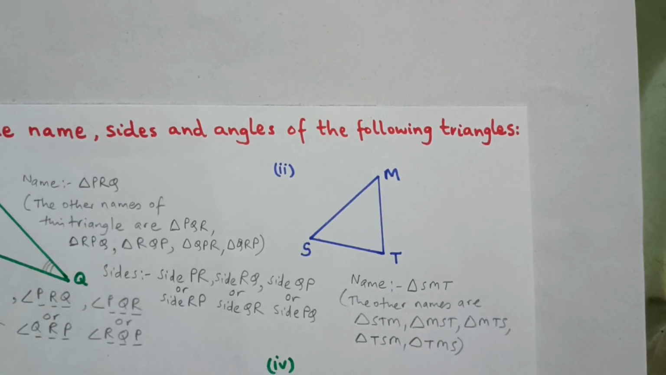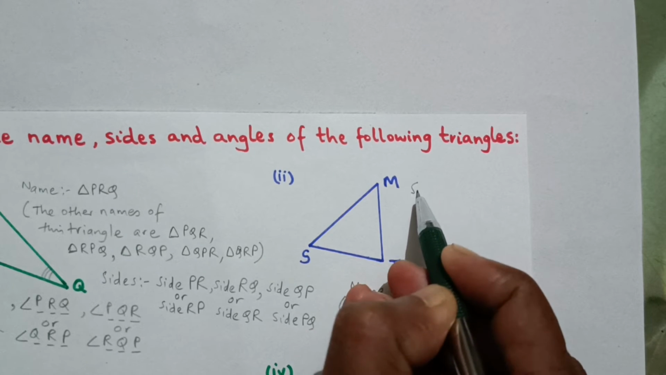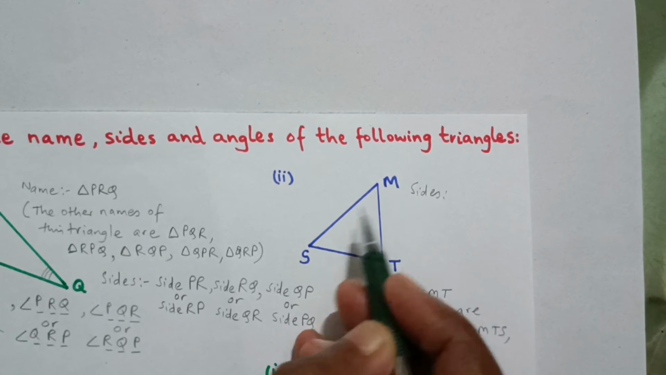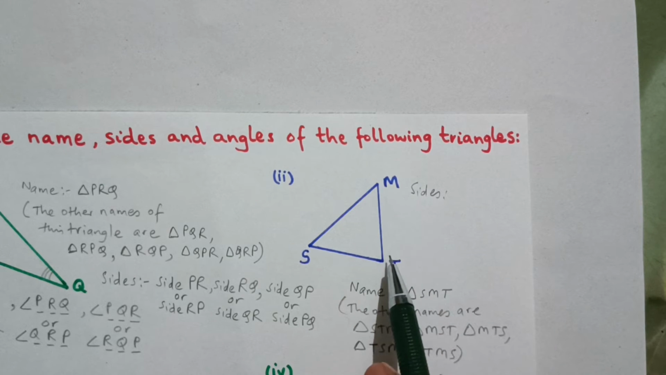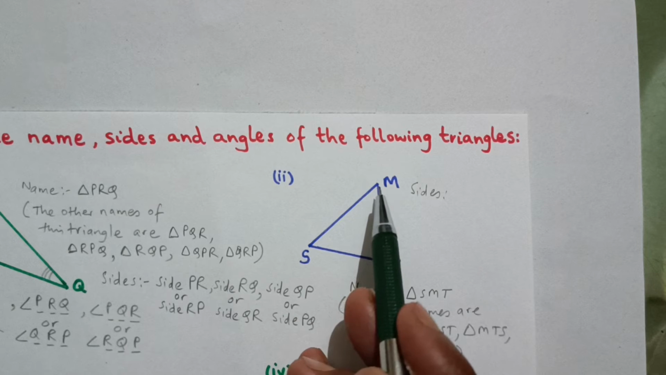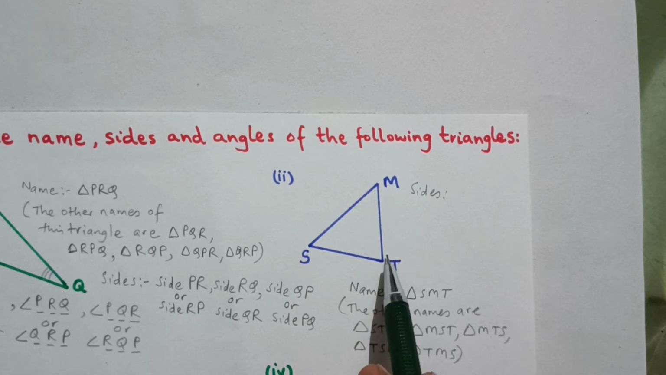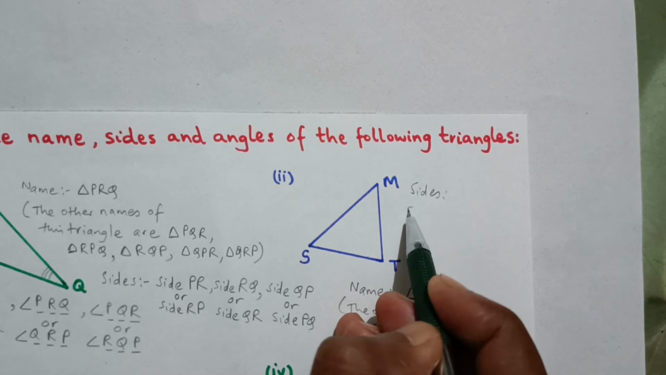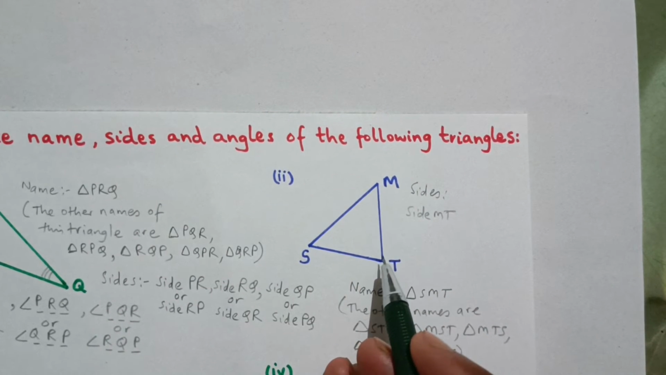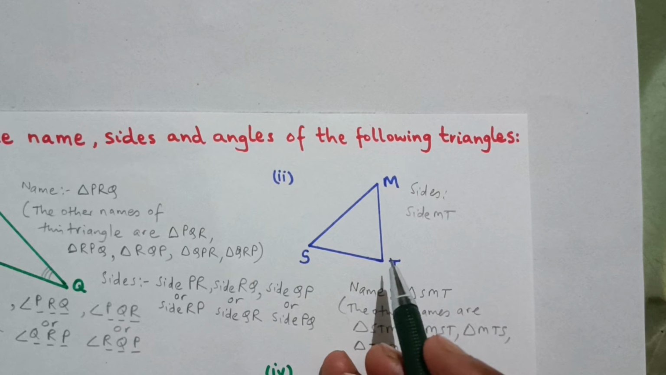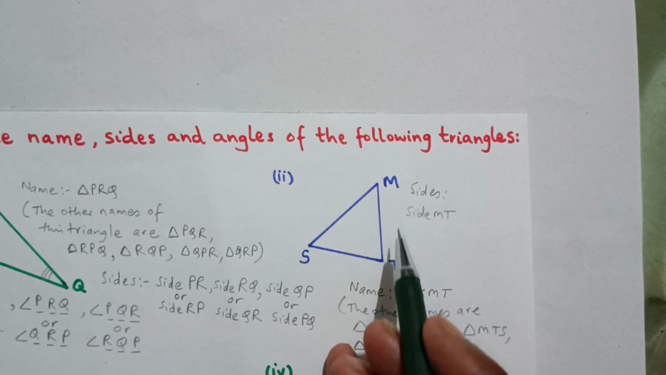Now let us write down the 3 sides of this triangle. So I will write it over here. The sides of this triangle. This triangle is made up of 3 sides. This is one of the sides, this is another side, and this is another side. So what is the name of this side? This side is side MT. So side MT is this side. You can call it side TM also, but I am calling it side MT.